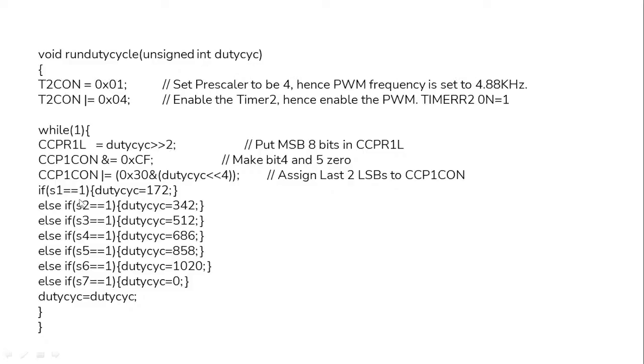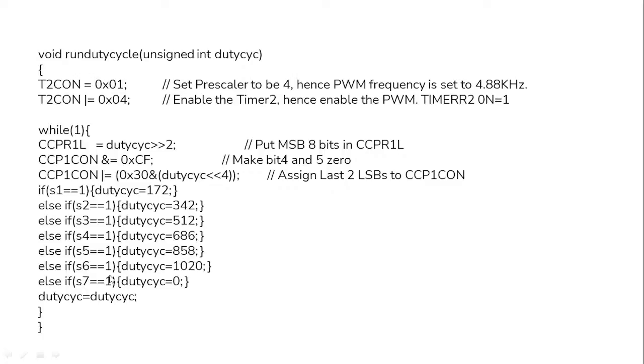So if switch 1 is 1, then I load 172. If this switch is selected, the duty cycle loaded will be 172. If this switch is selected, it is 342. If S3 is selected, it is 512, which runs at 50% duty cycle. Then 686, 858, and 1020.